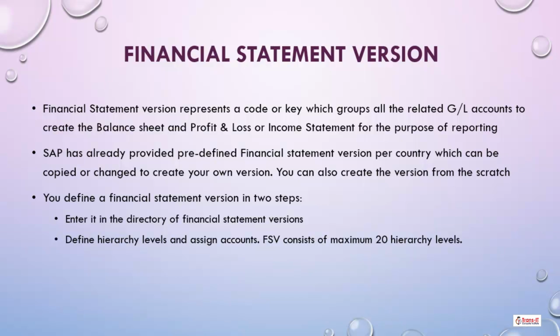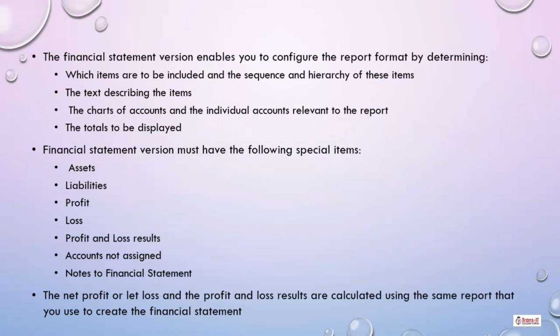You define a financial statement version in two steps. First, enter it in the directory of financial statement versions, and another one is define hierarchy levels and assign accounts. That is, FSV consists of a maximum of 20 hierarchy levels. The financial statement version enables you to configure the report format by determining which items are to be included and the sequence and hierarchy of these items. The text describing the items, the chart of accounts and the individual accounts relevant to the report, and the totals to be displayed.